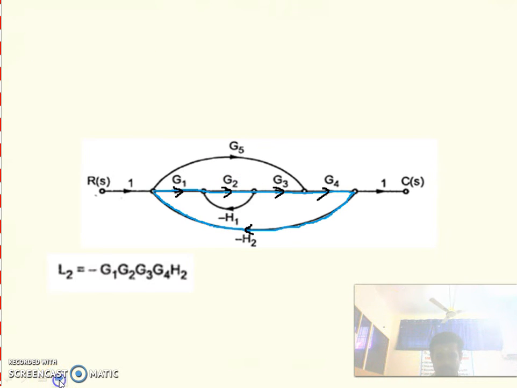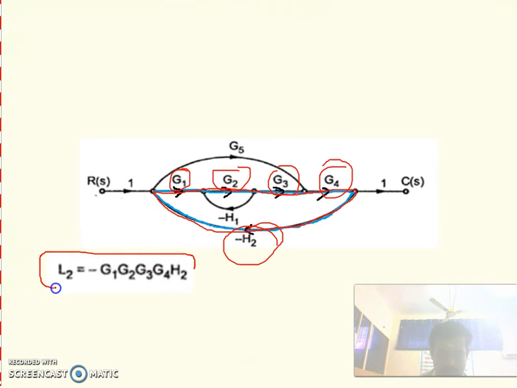Next we are going to find loop 2. It is starting here, and after traveling it is coming to the same node. So what is its gain? G1 into G2 into G3 into G4 into minus H2. So minus G1, G2, G3, G4 into H2. This is nothing but the gain of loop 2.